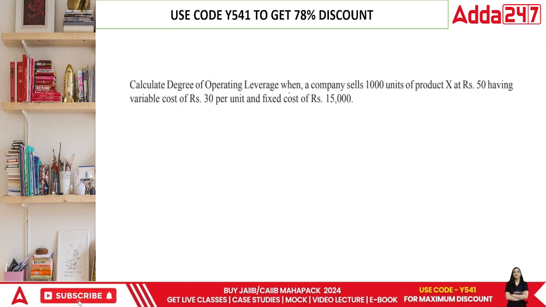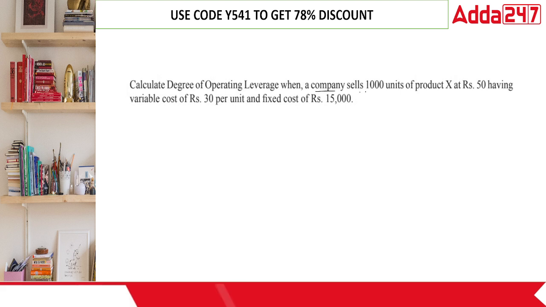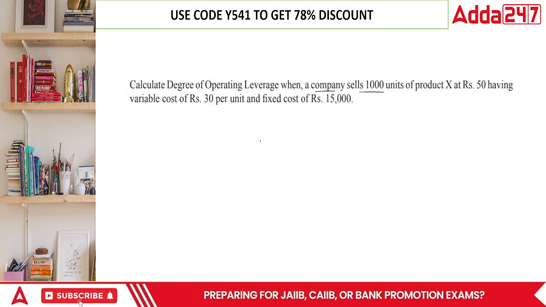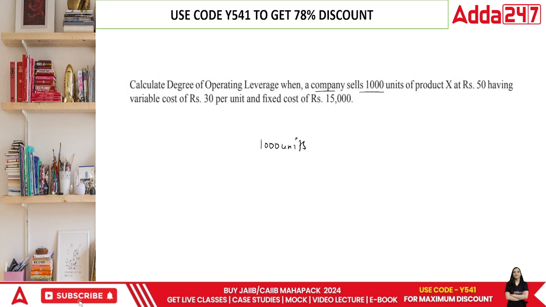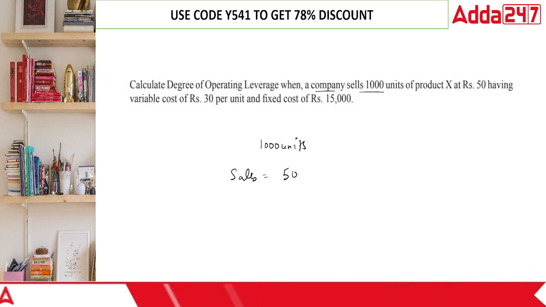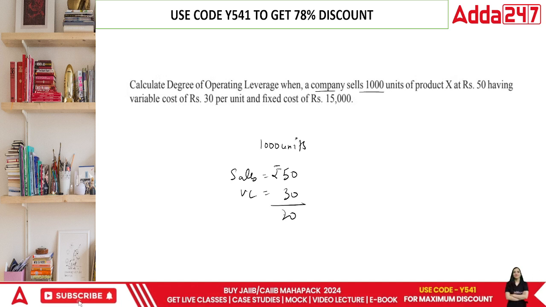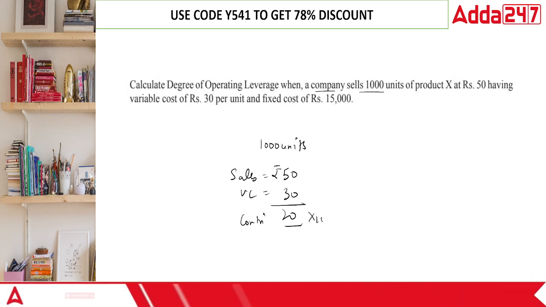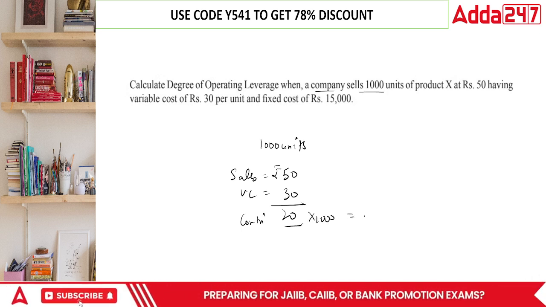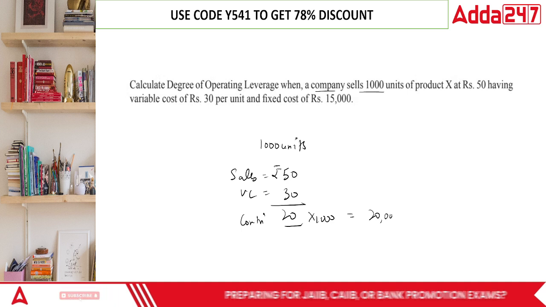Calculate the degree of financial leverage when the company sells 1000 units. They are given that you are selling 1000 units. Your sales is 50 rupees. Variable cost is 30 rupees per unit. That means you are having a contribution per unit as 20 into 1000. Total contribution for this organization is 20,000.